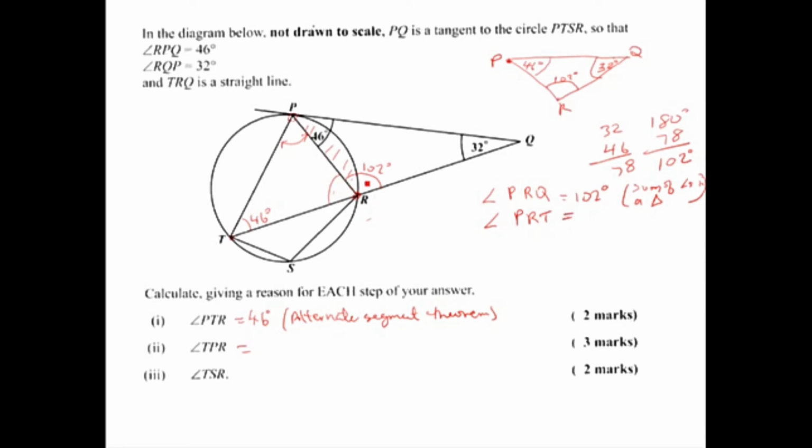So this angle here is equal to 180 degrees minus 102 degrees, which gives me 78 degrees. And the reason for this is angles on a straight line.